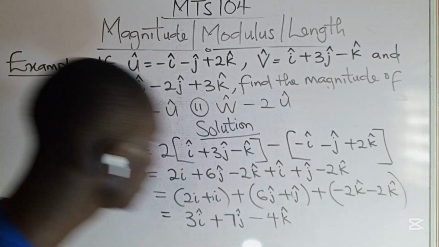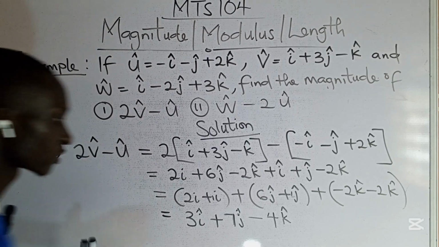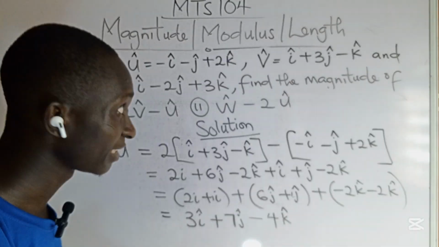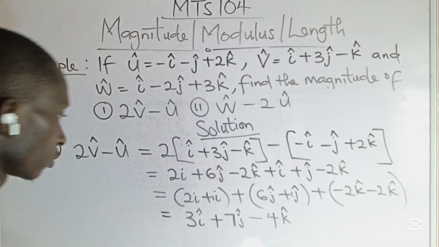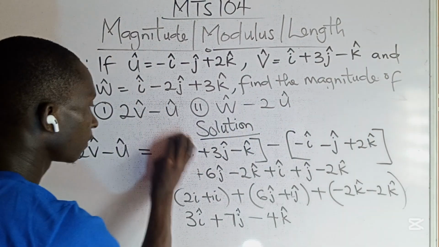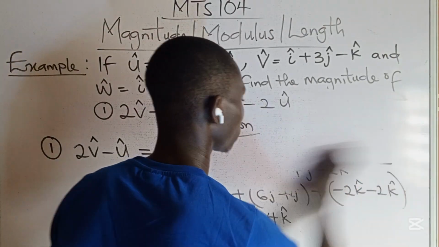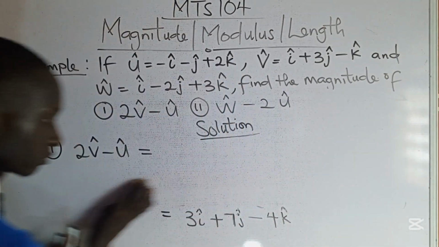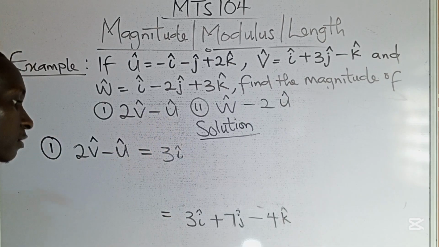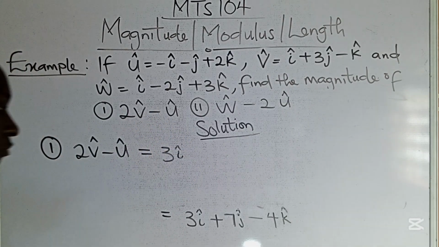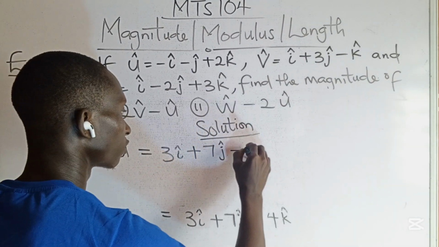Now, we just use this to obtain the value of this, right? Now let's go back, and that is not our main purpose, right? The question asks us to find the magnitude. So let's return this, so I can clean this up and write our values, isn't it? So we had 3i, right, plus 7j, minus 4k.